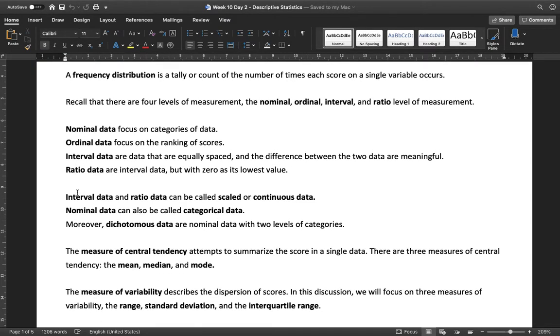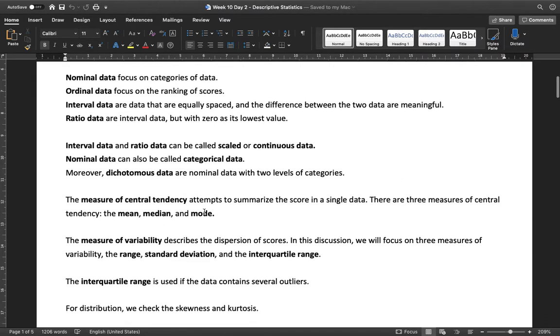Now, in most cases, si interval at ratio data, parehas lang kung paano siya interpret. Parehas lang yung mga statistical test na ginagamit natin. So, minsan collectively tinatawag silang scaled or continuous data. Pag sinabing scaled data, we're referring to both interval and ratio. Kapag sinabing continuous data, we're referring to both interval and ratio. Ang nominal naman, minsan ang tawag sa kanya is categorical. In most books, categorical din ang tawag sa kanya.